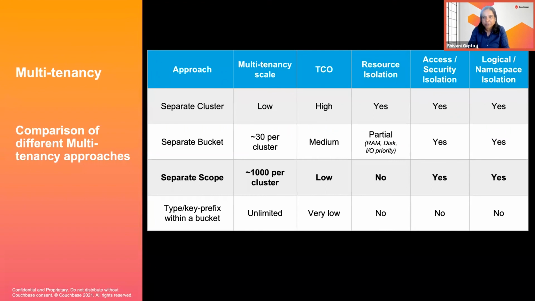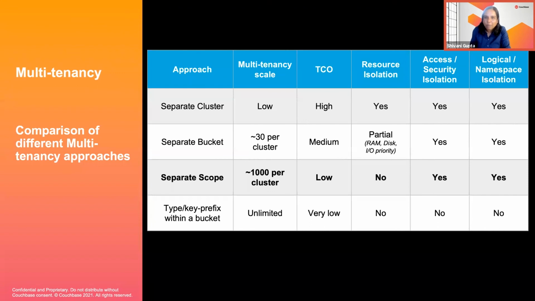reasonably sufficient isolation. You could use a separate bucket per tenant. In this case, you can pack up to 30 tenants per cluster. You still get some resource isolation because, like I said, you can control RAM allocation and IO priority at bucket level. Your TCO is lower than having a separate cluster. But again, you're limited to around 30 tenants per cluster.